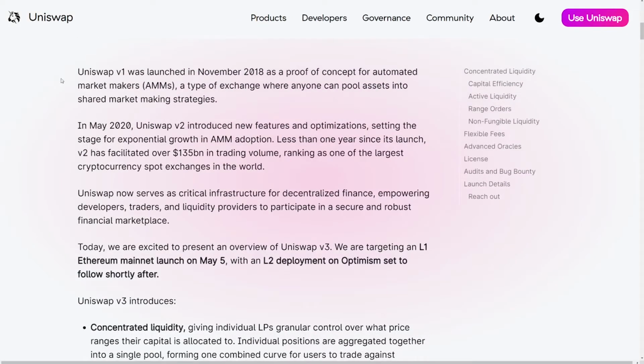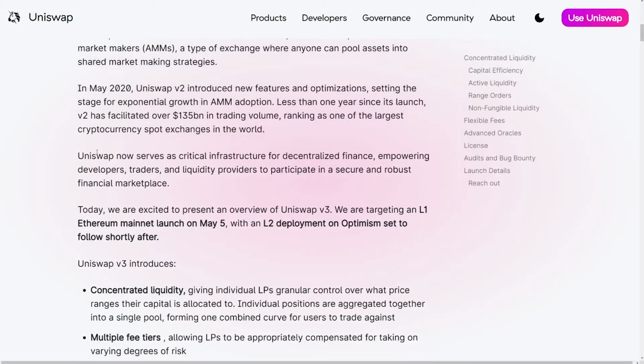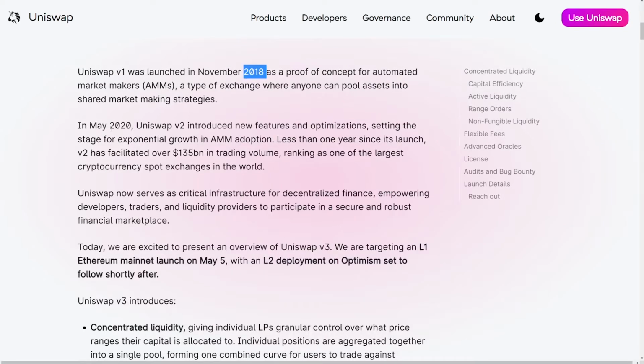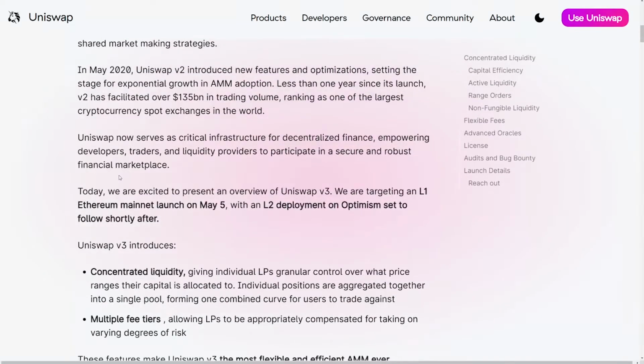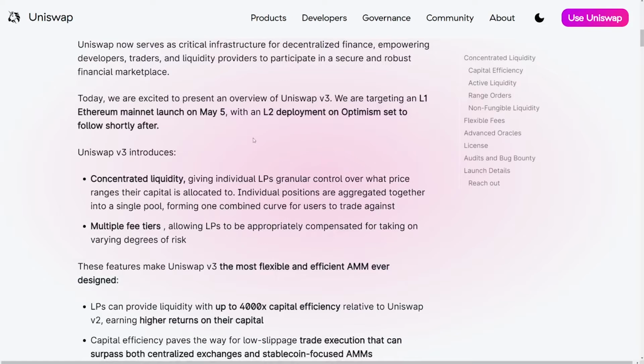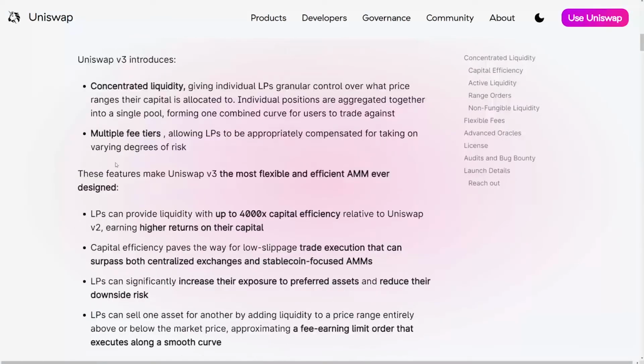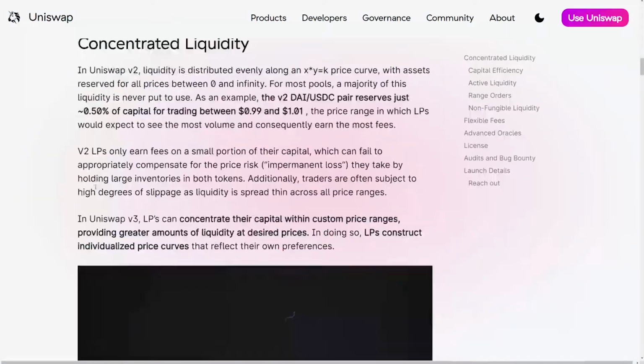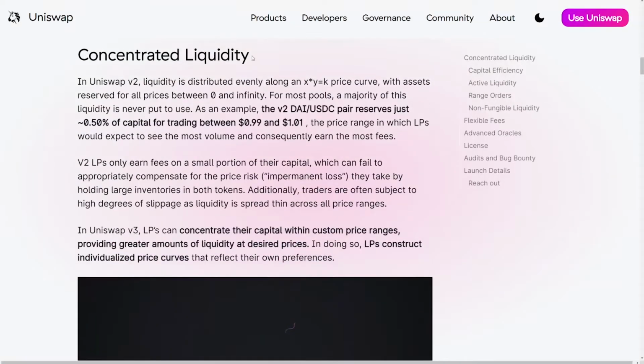We have just a quick overview of Uniswap V1 and V2, which was 2018 and 2020 respectively, and now there will be this V3 launched on May 5th, and the main contents of this update are the concentrated liquidity and multiple fee tiers, so we will check those in more detail in this overview. So starting with the concentrated liquidity.